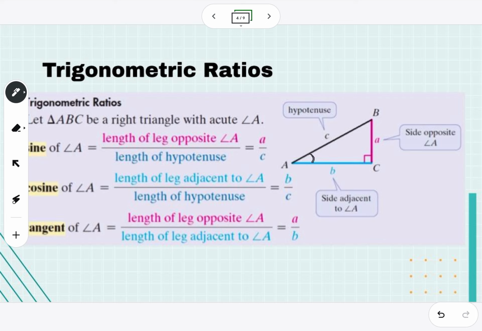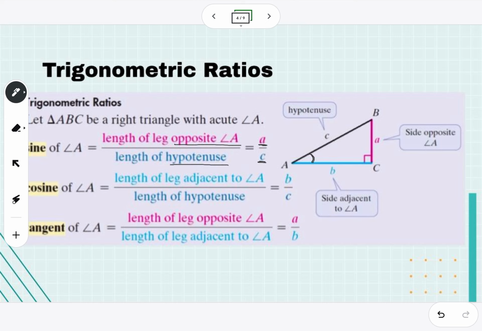To find the sine of angle A, it's just the ratio of the side opposite angle A, so little lowercase a, that's your opposite side. It's across from that angle. And it would be over your hypotenuse, which we're calling C. So sine of angle A would be opposite over hypotenuse.